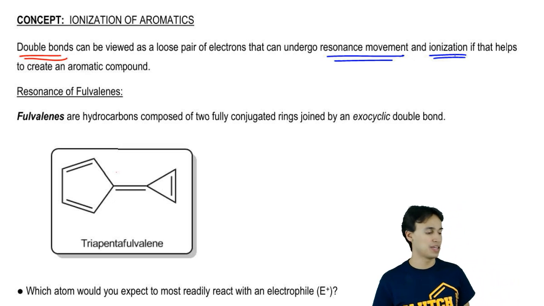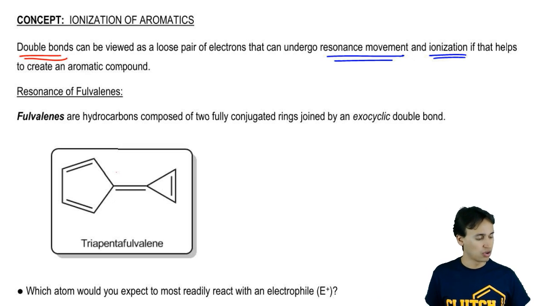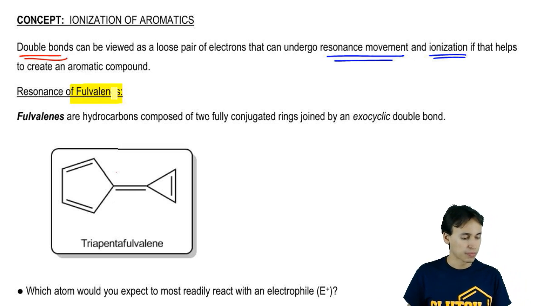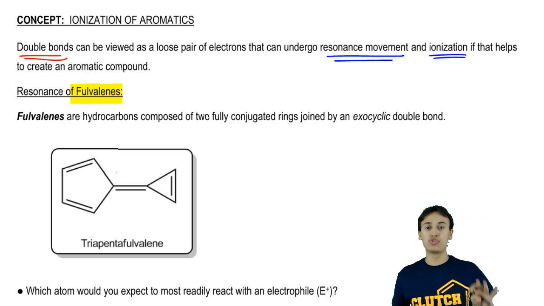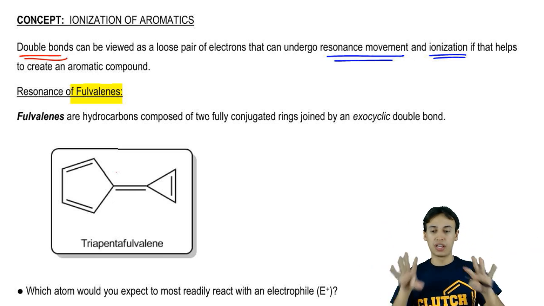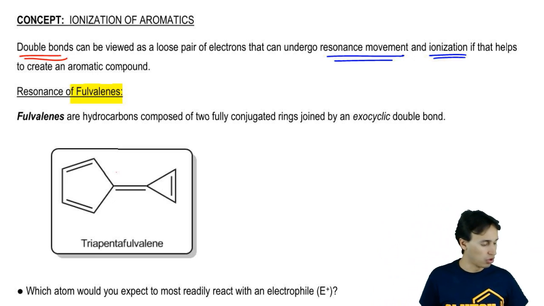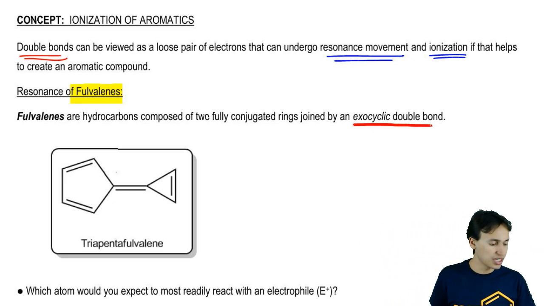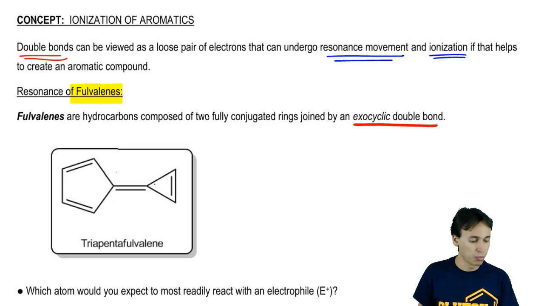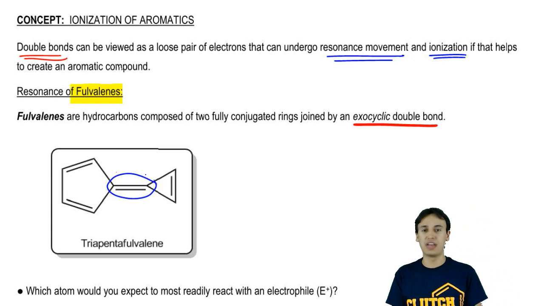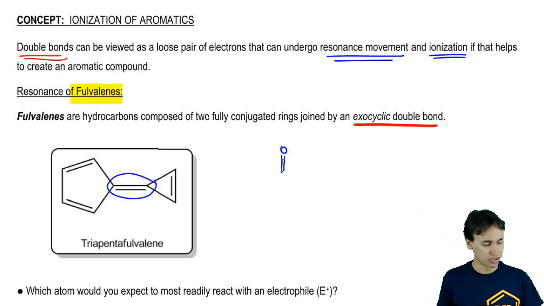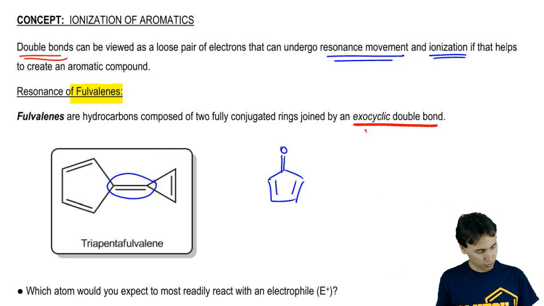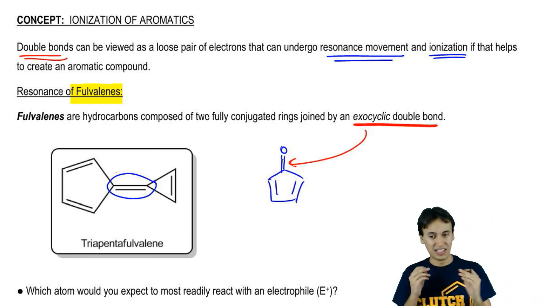One of the most famous examples of this type of molecule is called a fulvalene, okay? Now, a fulvalene is a hydrocarbon that's composed of two fully conjugated rings joined by what we call, this is a big word, an exocyclic double bond. It just means that it's a double bond that's not really inside of any ring. You see this a lot when you talk about carbonyls being on the outside of the ring. Exocyclic would describe that, how it's not inside the ring.